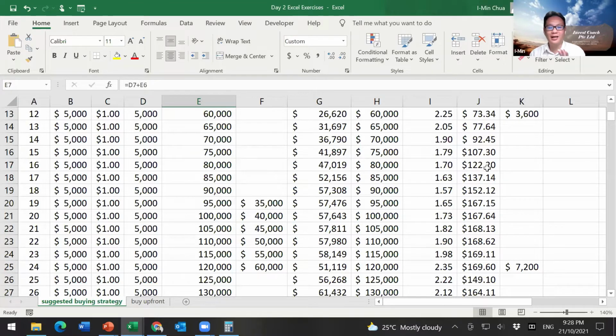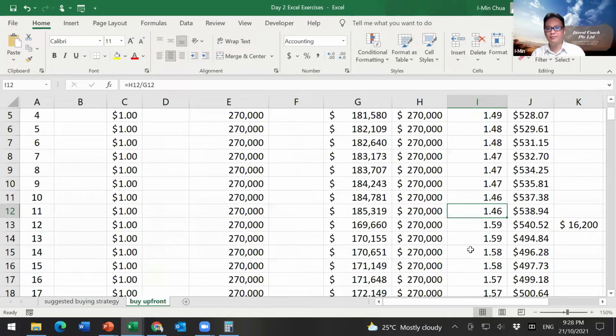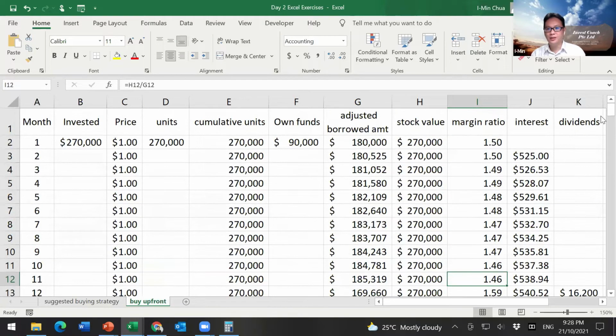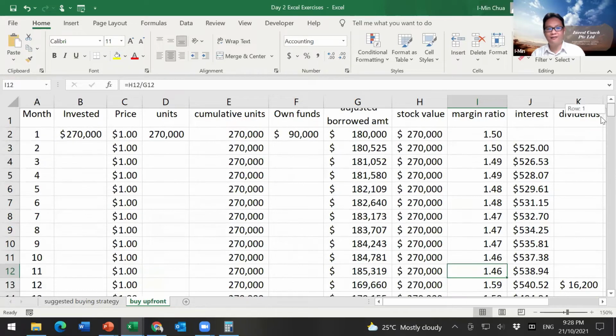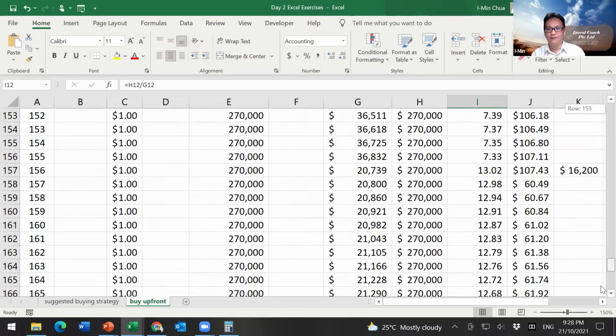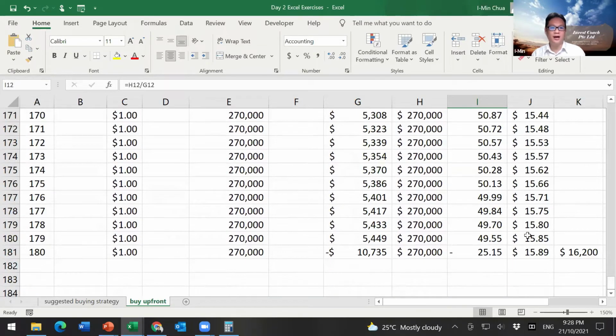Now, I want to share with you something very interesting. Just now we talked about this buy upfront example. It actually takes 180 months, or 15 years. 180 divided by 12 is 15, right? 15 years to fully pay off all the loan.